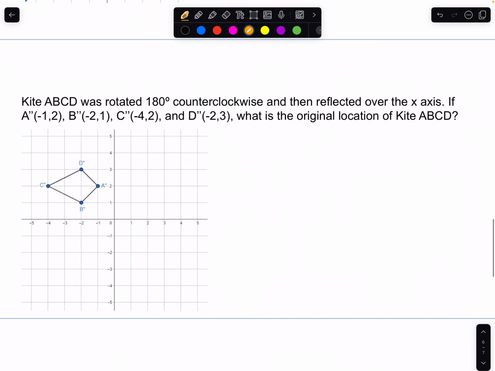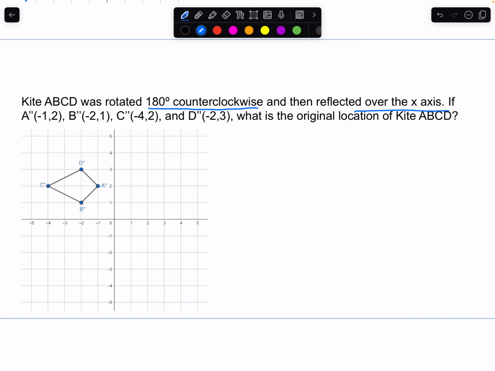I would recommend you do this one on your own. I would press pause and then try to undo this rotation of 180 degrees and a reflection over the x-axis. Try to undo that with this given graph and see if you get where I get. Then feel free to press play and watch me solve the problem for you.